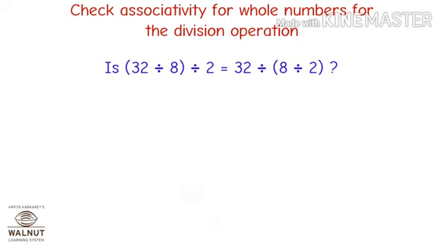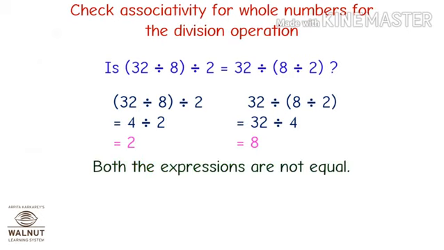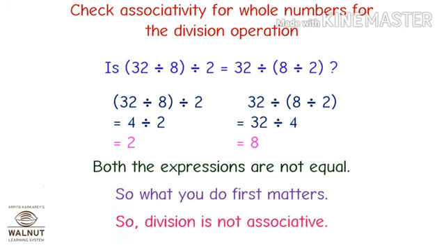Is (32 ÷ 8) ÷ 2 equal to 32 ÷ (8 ÷ 2)? (32 ÷ 8) ÷ 2 is equal to 4 ÷ 2, which is equal to 2. Whereas 32 ÷ (8 ÷ 2) is equal to 32 ÷ 4, which is equal to 8. Both the expressions are not equal. So, what you do first matters. So, division is not associative.